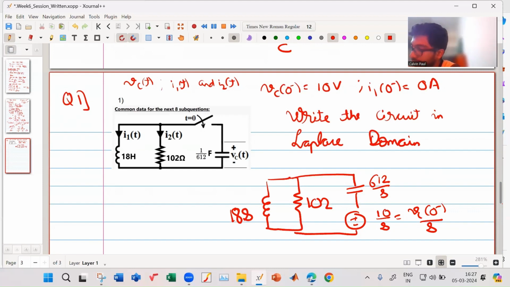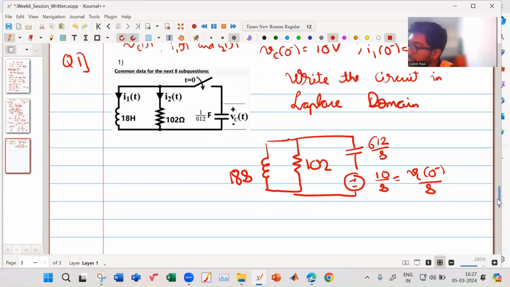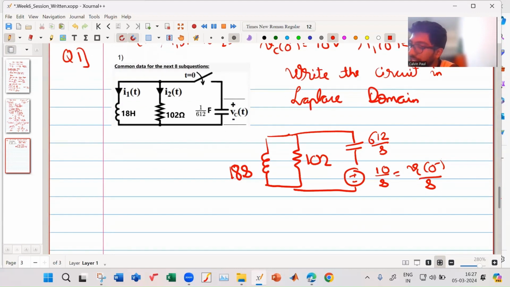Any doubt in this? The initial voltage is 10 by S. This has come because of the initial voltage condition. So now we have to solve this. Suppose this is my I of t, this is I1 of t, and this is I2 of t. So we have to find these equations.